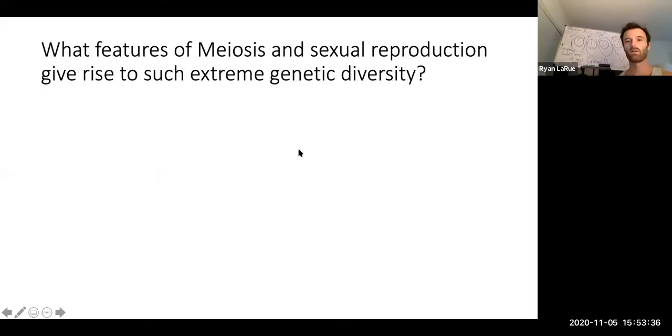So speaking of variation, what features of meiosis and sexual reproduction give rise to such extreme genetic diversity? We kind of touched upon this, but just as a review, what would you guys say? What are the mechanisms we've discussed that will contribute to this genetic variation?